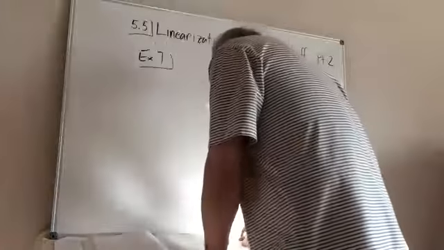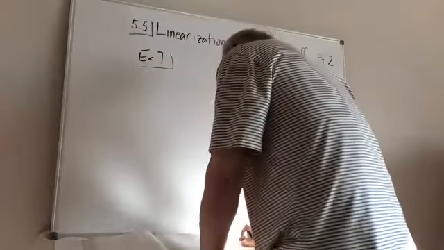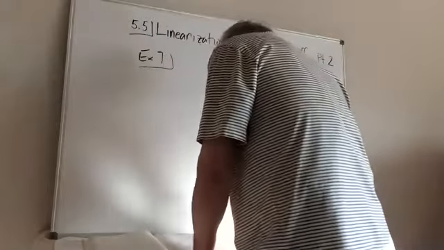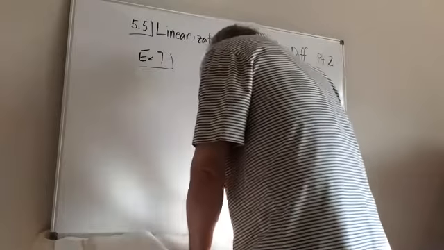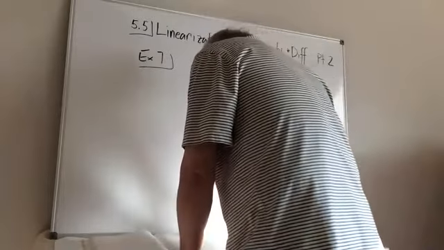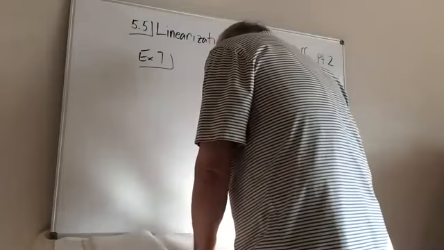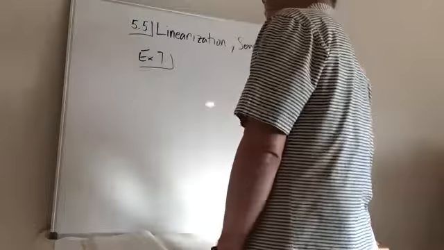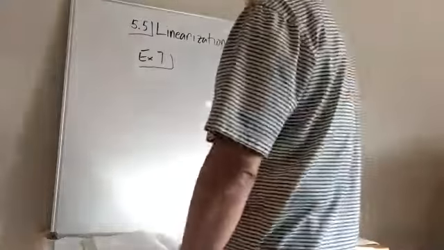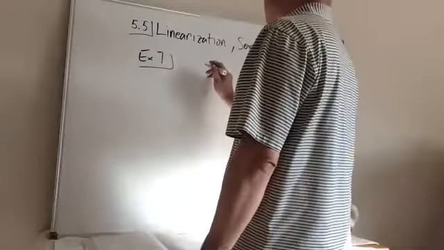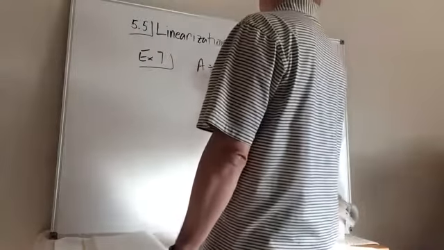Example number 7, the radius r of a circle increases from 10 to 10.1. Use the linearization to estimate the increase in the circle's area and compare this estimate to the true change. Okay. Let's do the true change first. What's the true change? Because the area of a circle is pi r squared.